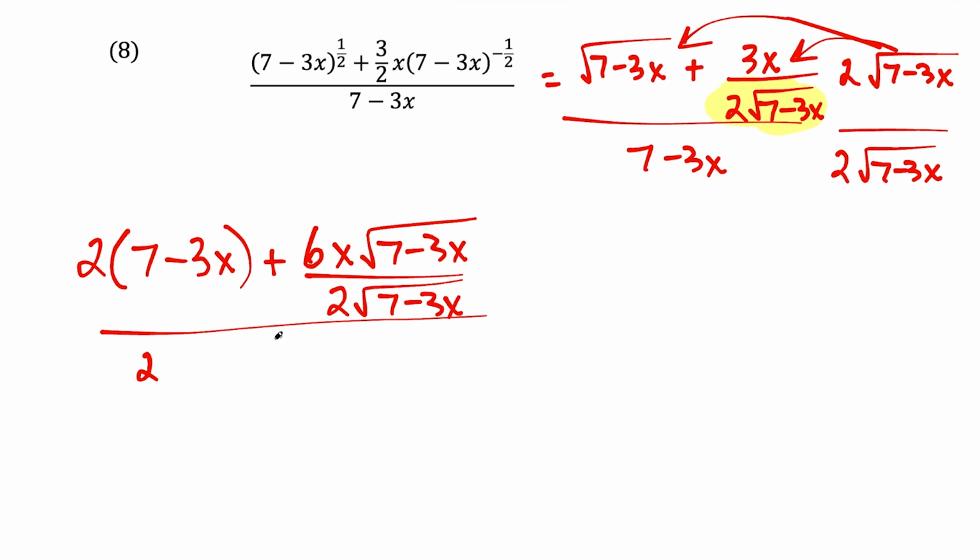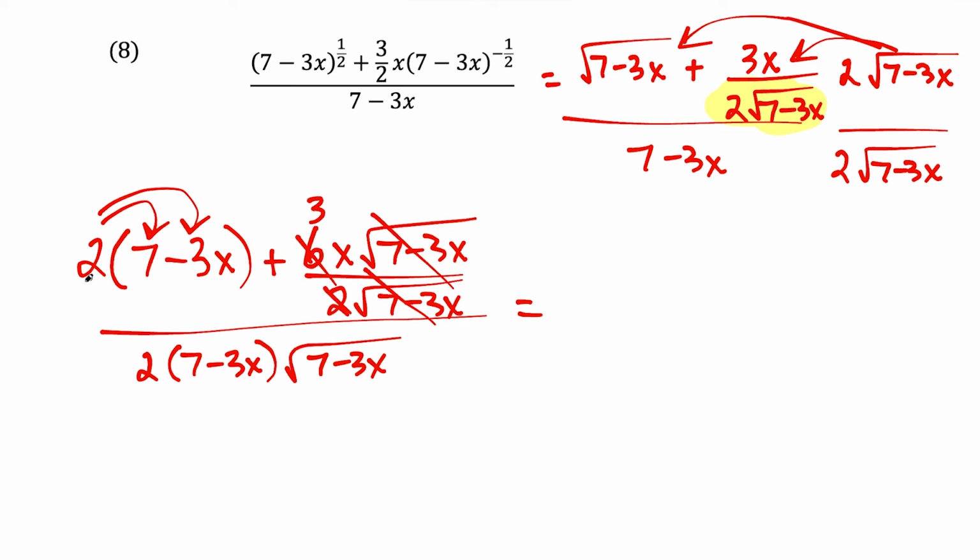We have 2 times 7 minus 3x, I'm going to put in parentheses. Let's just make this a little neater. So we have 7 minus 3x in parentheses times square root of 7 minus 3x. So notice here that these terms cancel out. 6 divided by 2 is equal to 3. So now we can say in the next line, when we distribute here, we're going to have 2 times 7 is 14 minus 6x. But then we're going to have a plus 3x left over. Okay, so we have plus 3x left over.